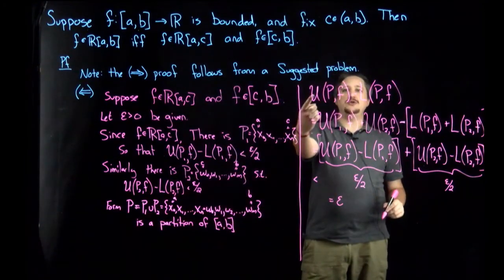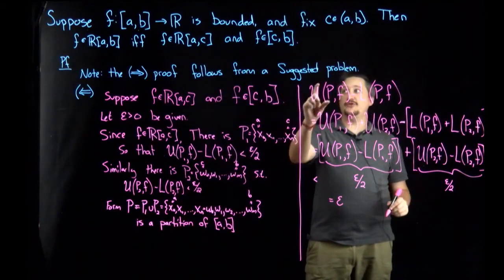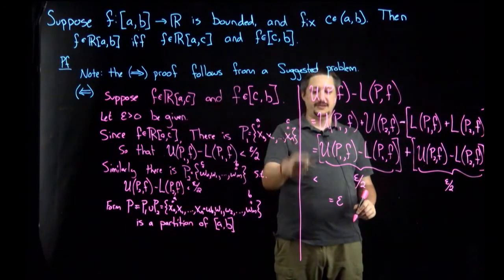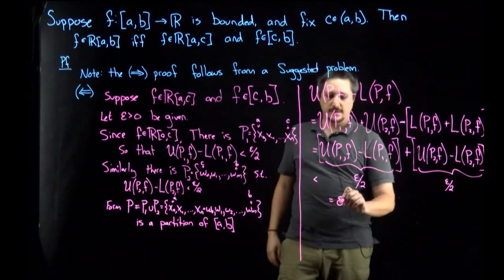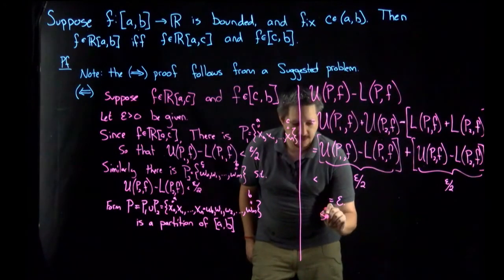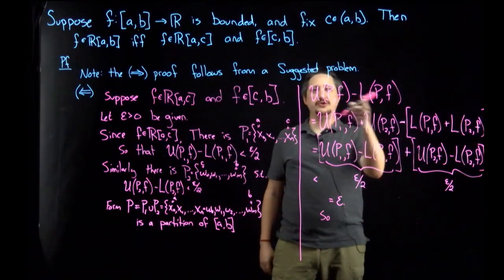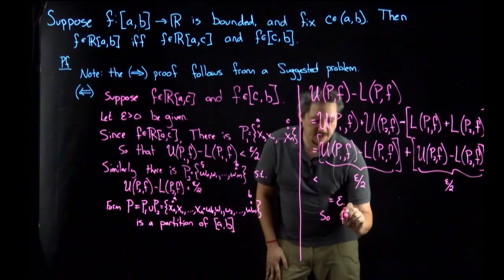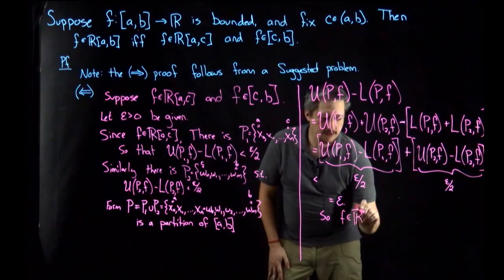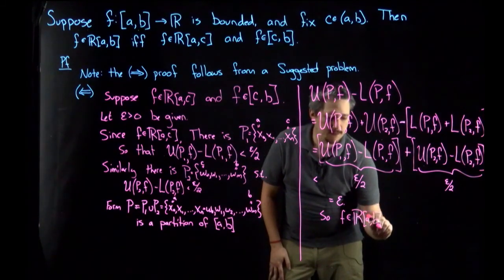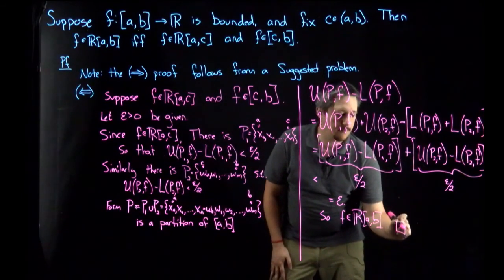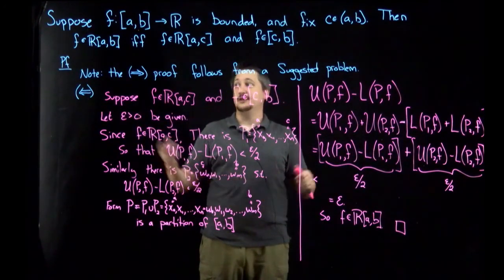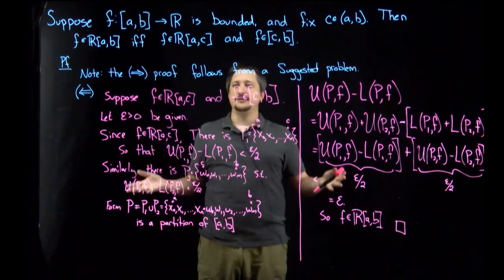So I have that my U on P minus L on P, which covers all of AB, is less than epsilon. Thus, since I've shown that there is a partition where U minus L is less than epsilon for some given epsilon, I have that f is in the Riemann integrable set from A to B. Okay, and as mentioned, right, so that's the reverse direction. The forward direction is a suggested problem. So if I have both of those, I have my if and only if, and I am done.